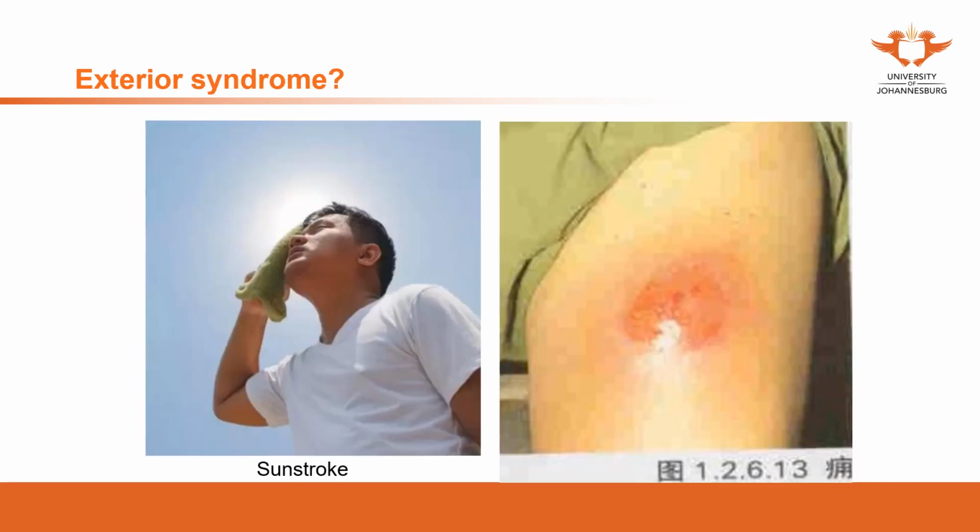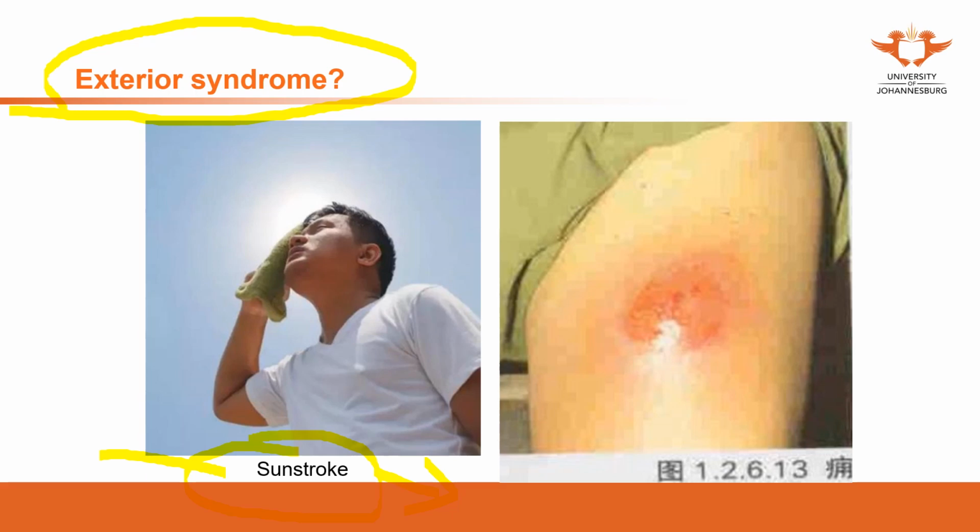So now we understand the exterior syndrome happens in the superficial level of the body, and the cause is from the six exogenous factors. Here, in the first picture, the gentleman suffers from a sunstroke due to the summer heat. So it's very hot. That's the heat. For sunstroke, the patient will have fever and then faint or unconsciousness. So in this condition, is this sunstroke considered an exterior syndrome? That's a question for you.